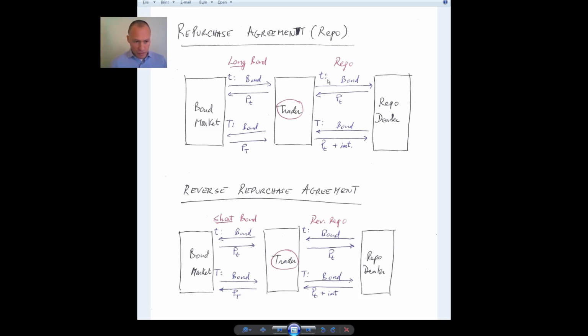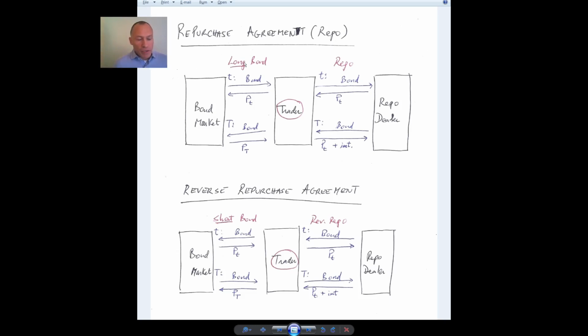So these flows here cancel. The trader gets the bond from the market and delivers the bond to the repo dealer. It gets the money from the repo dealer, and that's the money he uses to fund this purchase. So everything cancels here. At the later date, the trader has to close the repo deal, so he gets the bond from the repo dealer. He delivers the bond to some other fund, or he sells the bond in the market, basically, and he gets the market price of the bond at that moment.